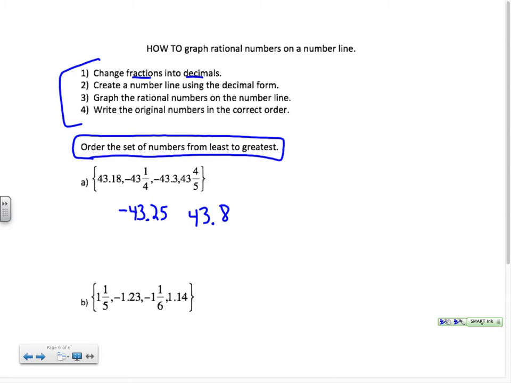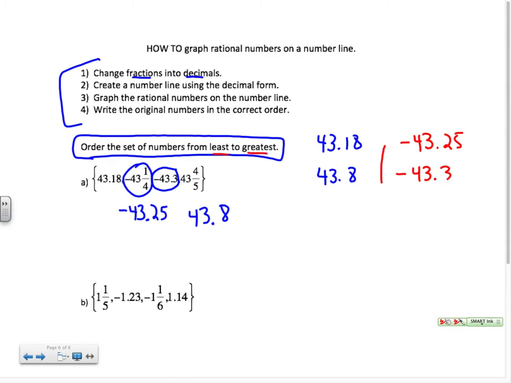All right, now a way to kind of get all these numbers down in order, because they're kind of bunched together and they're hard to read sometimes. This is kind of tedious work, but take your time. You can do this. All right, first I'm going to look at the positive numbers and write them down. So my positive numbers are 43.18 and 43.8 in my decimal form. My negative numbers are negative 43.25 and negative 43.3.